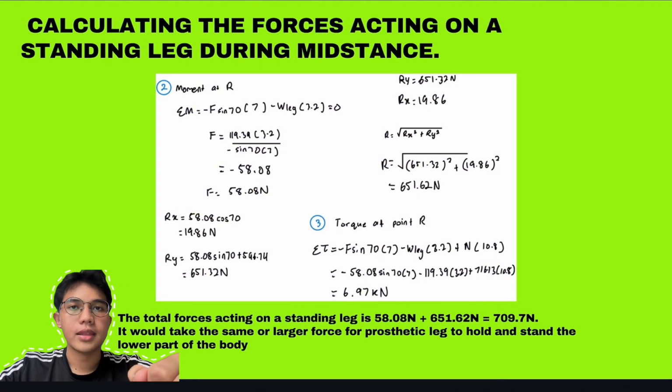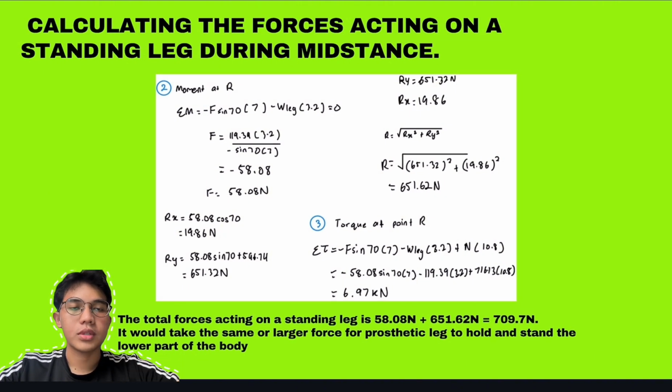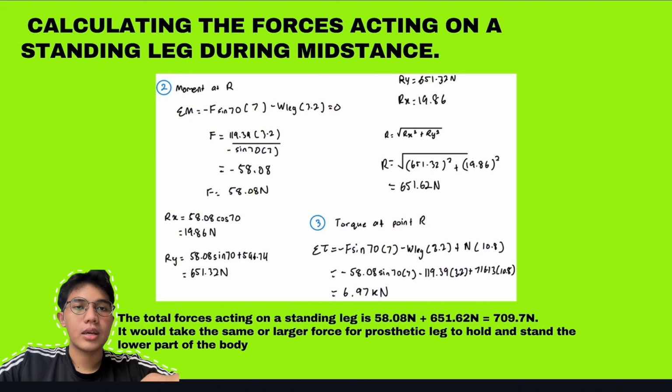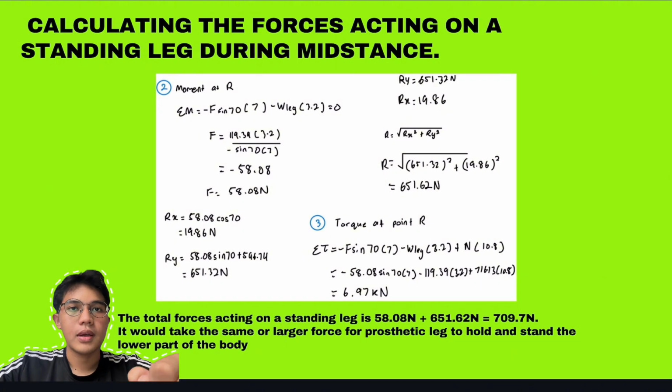Now the total force acting on a standing leg is 58.08 Newton plus 651.62 Newton. The total force acting on a standing leg would be the total of F plus R, where F is the force acting on the abductor muscle and R would be the force of the socket of the pelvis on the femur, and we would get 709.7 Newton. Now this force would be the force acting on a standing leg, which holds our upper body and controls the stability of the whole body in mid stance, which is standing.